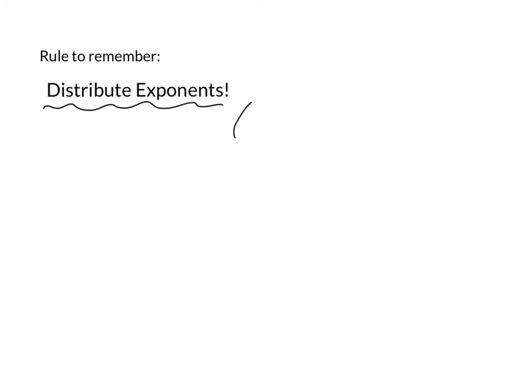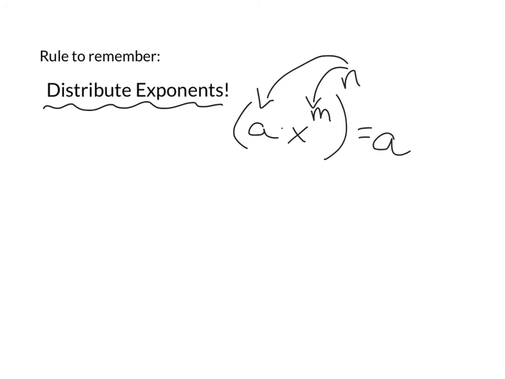So if you have a product, let's say a times x to the power of m, and you're raising the product to the power of n, it's like you're taking the exponent and making sure it's distributed to everything inside parentheses. So this would be your coefficient a, you have to raise it to the power n, and then times x to the power of m times n.